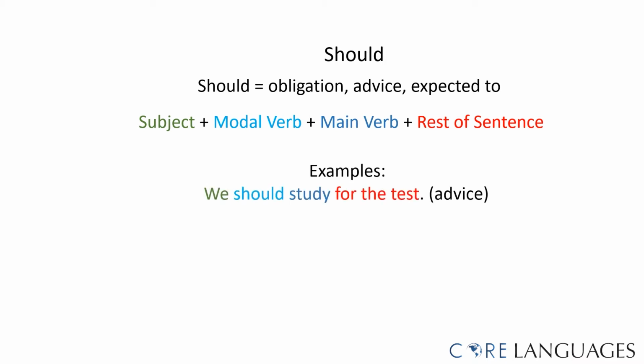We should study for the test. This sentence is used to express an advice. We is the subject, should is the modal verb, study is the main verb in its base form, and for the test is the rest of the sentence. You should exercise regularly. This sentence is also used to express an advice. You is the subject, should is the modal verb, exercise is the main verb in its base form, and regularly is the rest of the sentence.